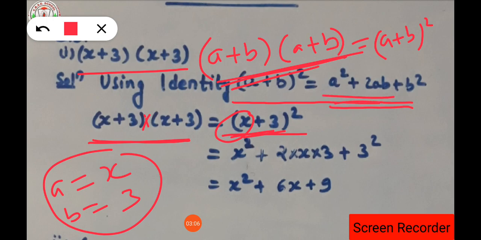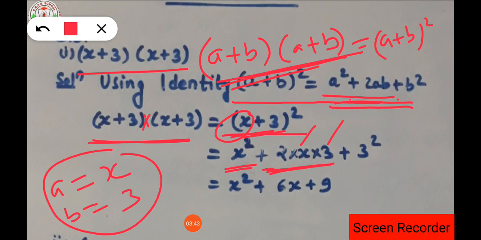So a square, that means x square plus 2ab, that means 2 comes from the formula. ab, that means all the terms, a into b, multiplications will come between 2 into a into b, isn't it? That's why 2 into x into 3 is there. In place of a we are going to write x, and in place of b we are going to write 3. Okay, so it becomes 2x into 3.